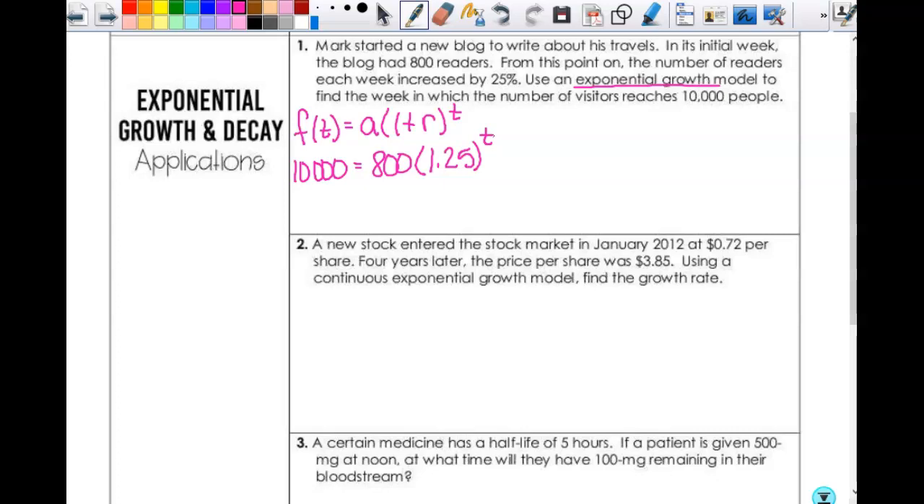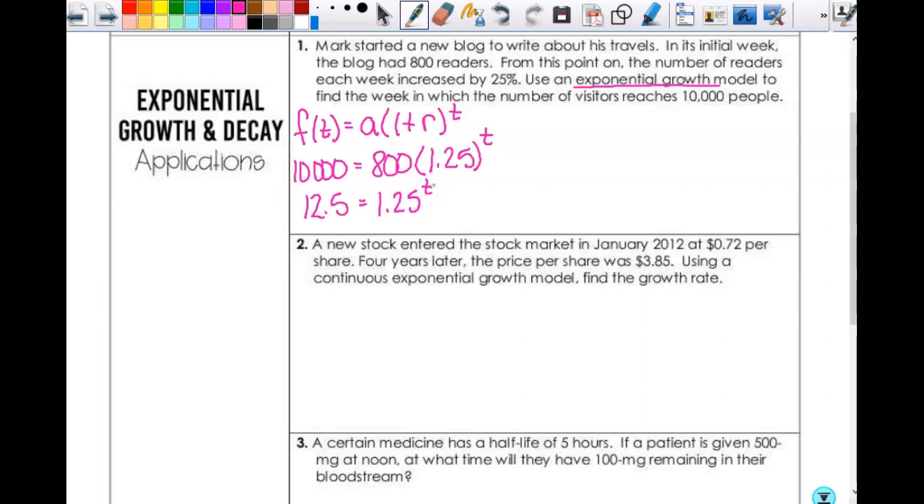So what would be the first thing we would do? Divide by 800. So I can divide both sides by 800. If it comes out to be a decent, nice-looking decimal, then I can use it. If not, I need to leave it as a fraction. So what is it as a decimal? 12.5, okay? So I get 12.5, so that's fine. 12.5 equals 1.25 to the t power.